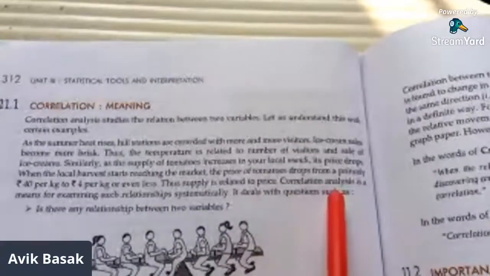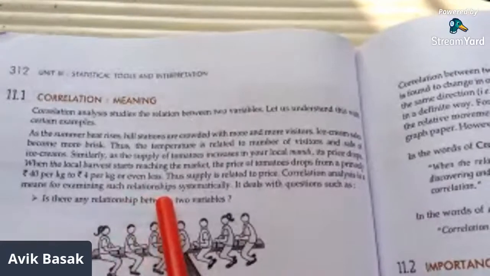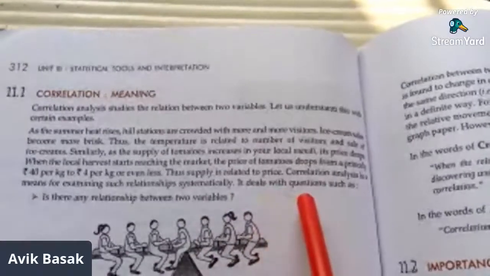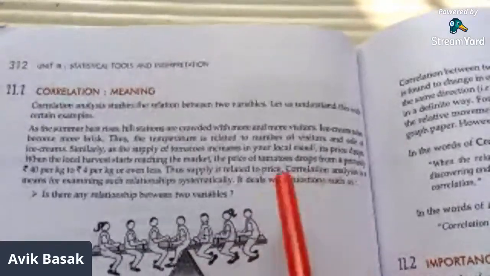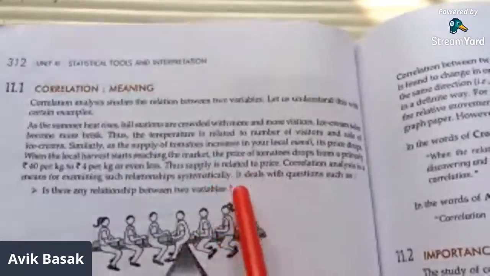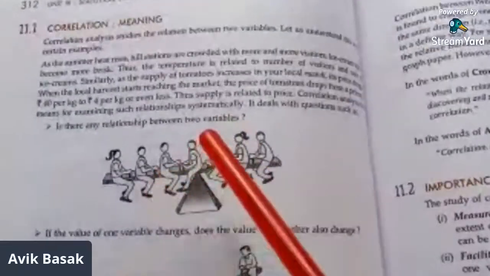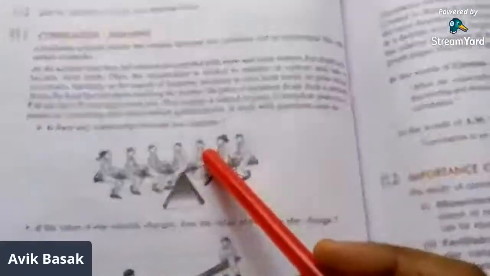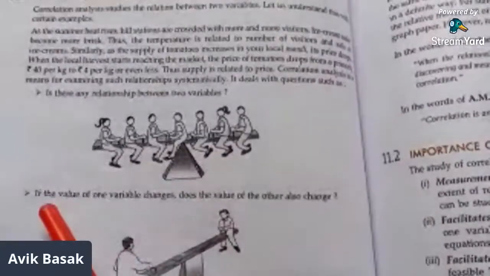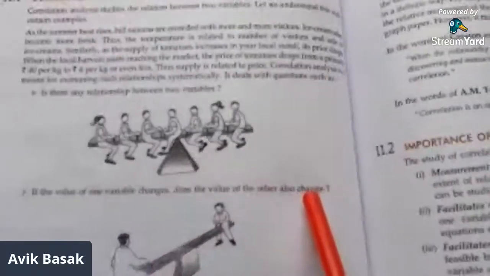So correlation analysis is a means for examining such relationships systematically. It deals with questions such as, is there any relationship between two variables? What are the two variables? X and Y. So in this chapter, we will go through this type of questions. Is there any relation between X and Y? Second question, if the value of one variable changes, does the value of the other variable also change?